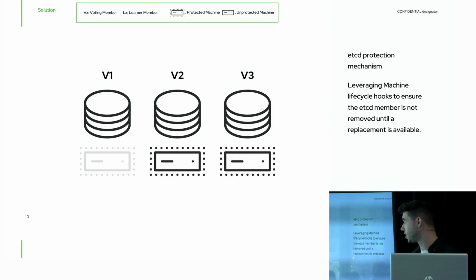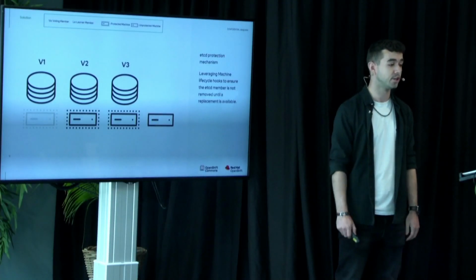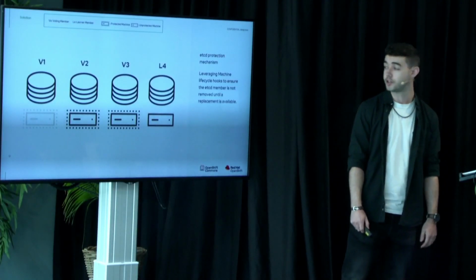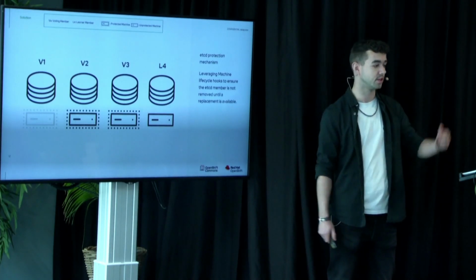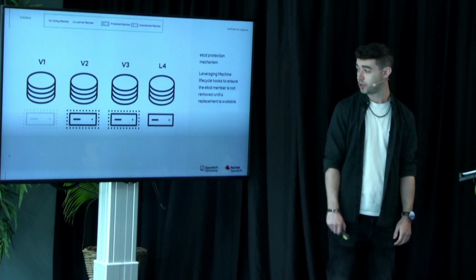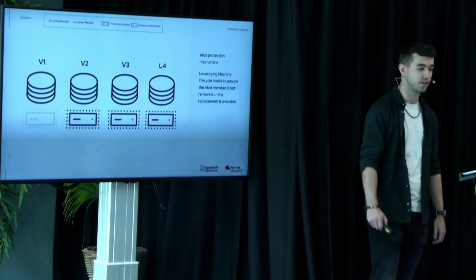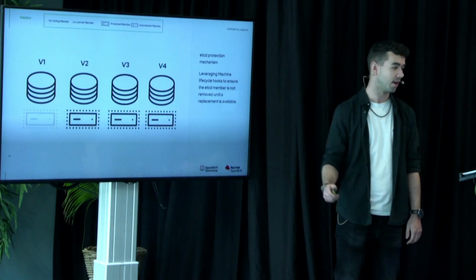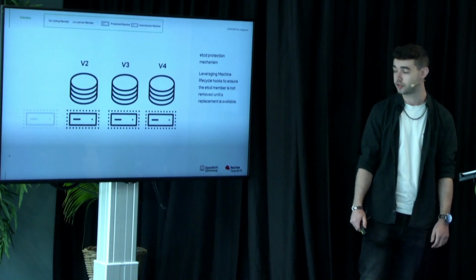So what do I need to do to get this back to a healthy cluster? Bring in a new machine. The etcd operator will add a new learner member. The learner member will look at the existing cluster, sync up the data, and eventually be ready to promote. When it's ready to be promoted, etcd operator adds the protection, promotes it to a voting member, and then quickly removes the old member from the machine that's going away.